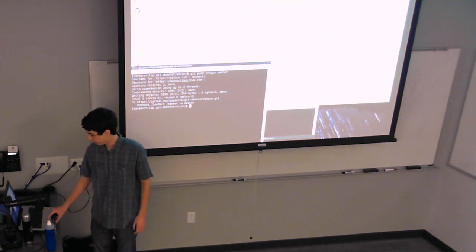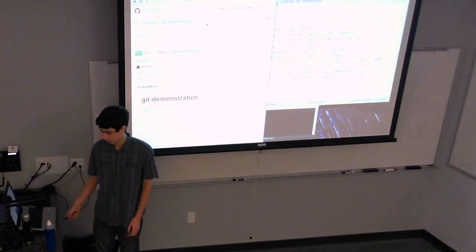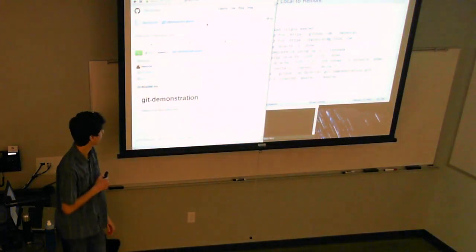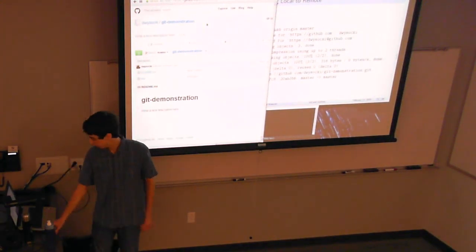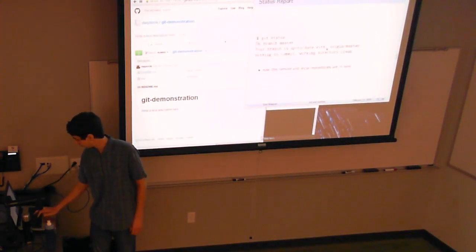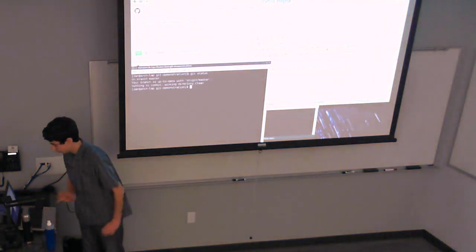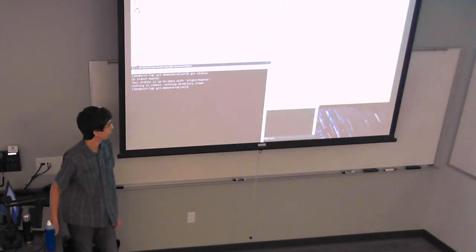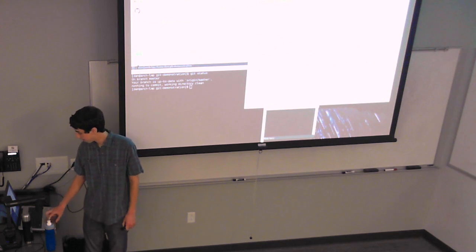So now if I go here and refresh, now I've added the test file. So I've updated the remote. And if I type git status, the branch is up to date, so they're both in sync.